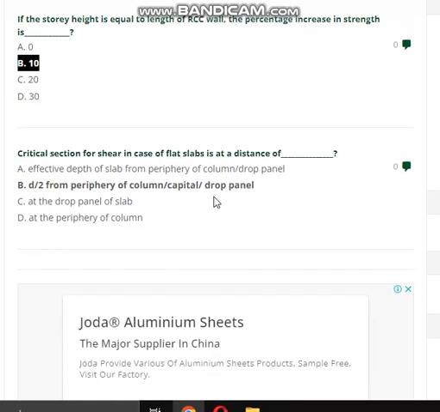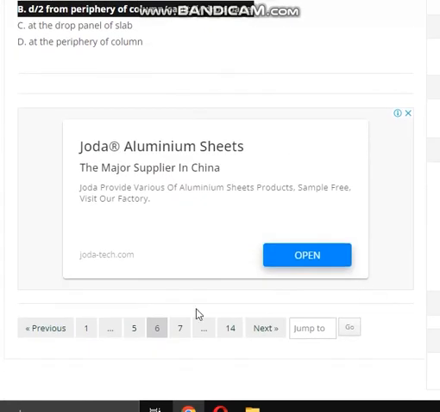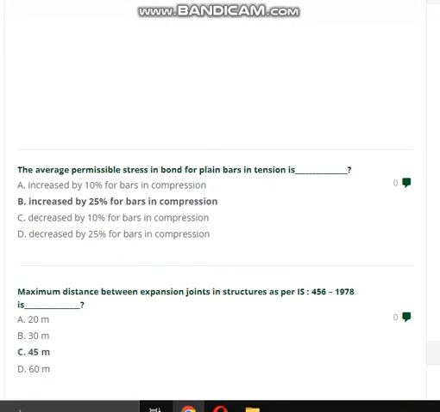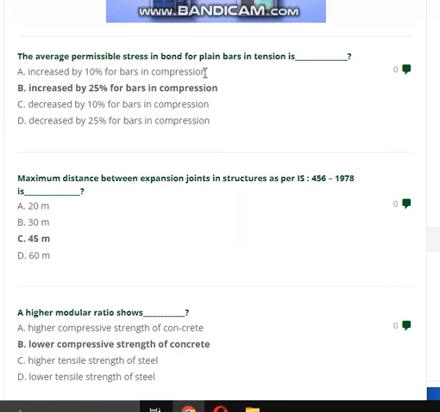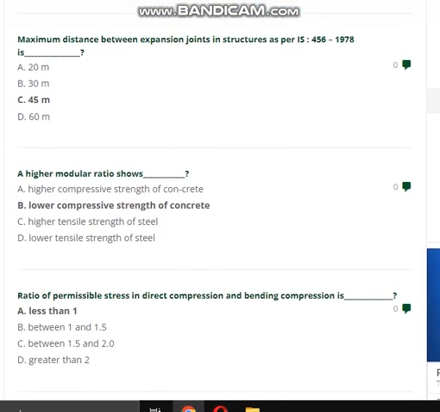Critical section for shear in case of flat slab is at a distance of d by 2 from the periphery of the column capital or drop panel. The average permissible stress in bond for plain bars in tension is increased 25% for bars in compression. Maximum distance between expansion joints in a structure as per IS 456-1978 is 45 meters.